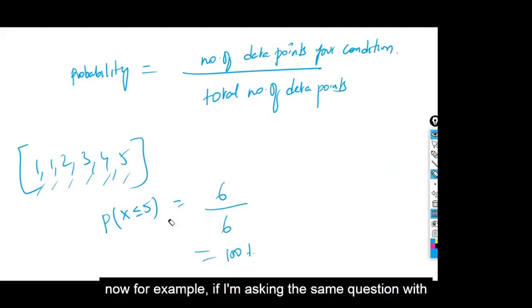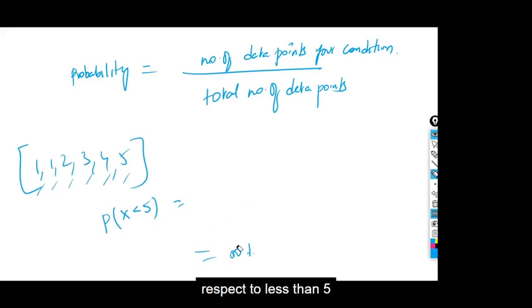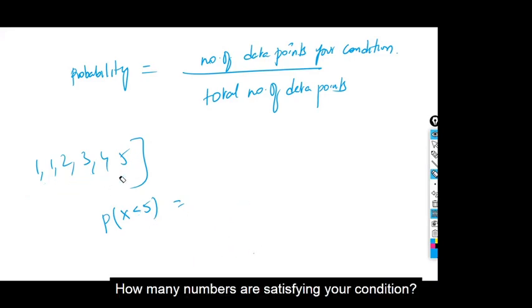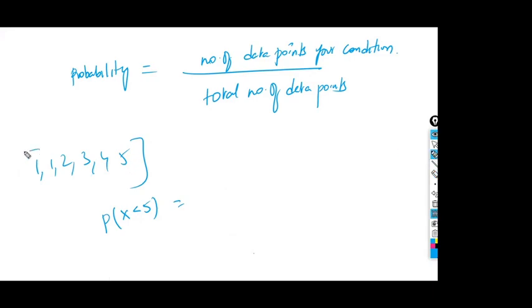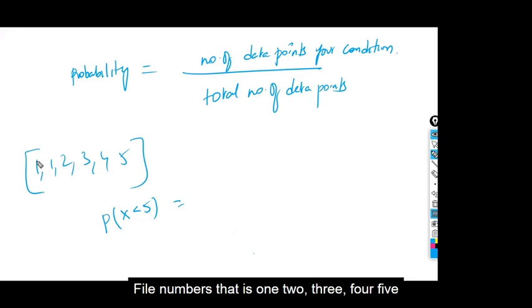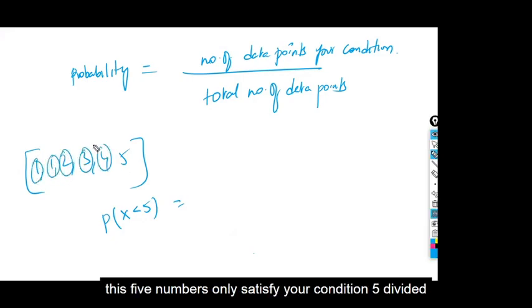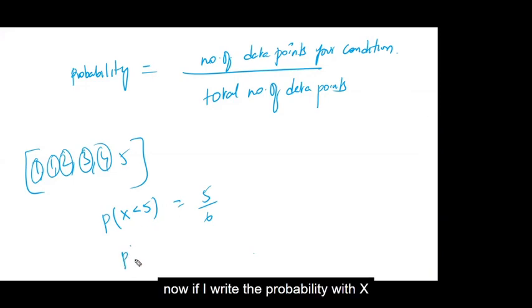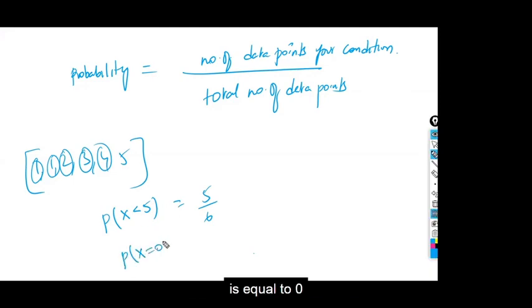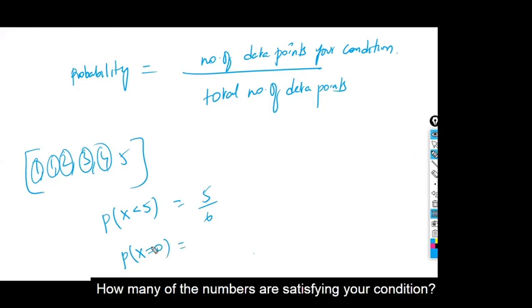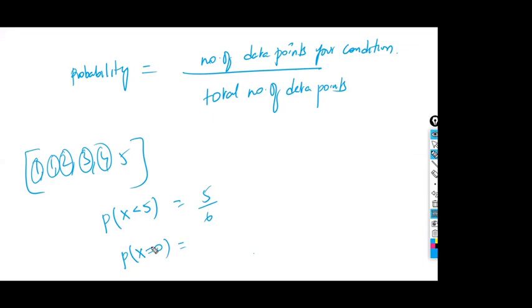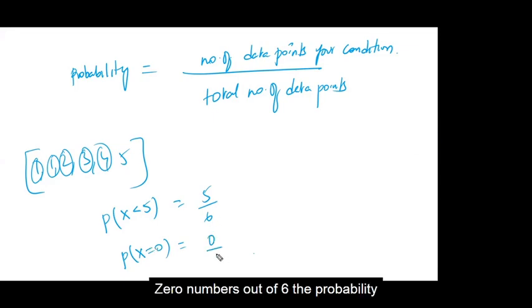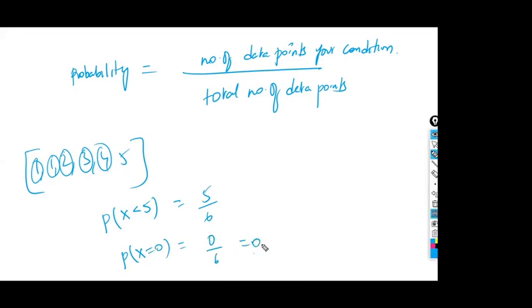Now, if I ask the same question with respect to less than 5, how many numbers satisfy your condition? 5 numbers, that is 1, 2, 3, 4, 5. Only these 5 numbers satisfy your condition, so 5 divided by 6 is the probability. Now, if I write the probability with x equal to 0, how many of the numbers satisfy your condition? 0 numbers. Out of 6, the probability is equal to 0.